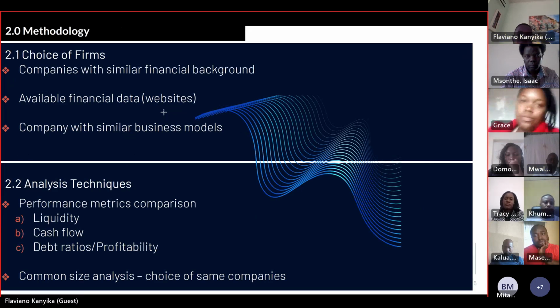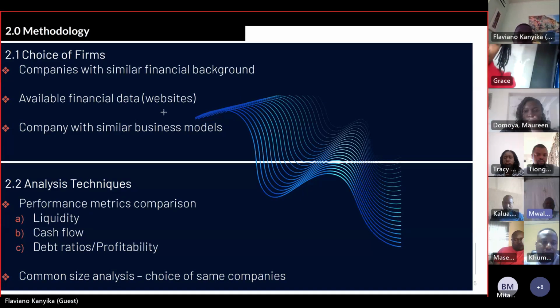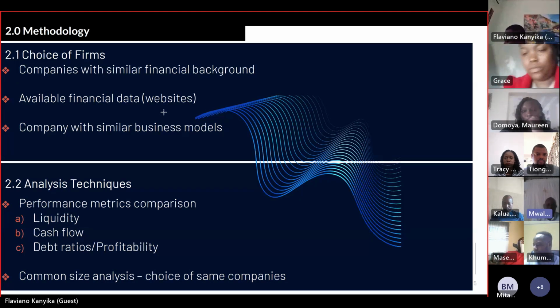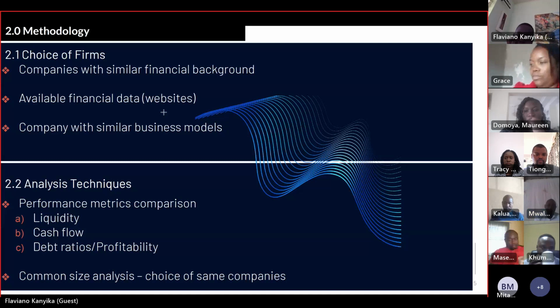So for us to arrive at the decision of selecting these 2 companies, we had to use our own methodologies. For the choice of the firms, we looked at companies with similar financial backgrounds, and also companies with similar business models. And this data was collected from their websites.